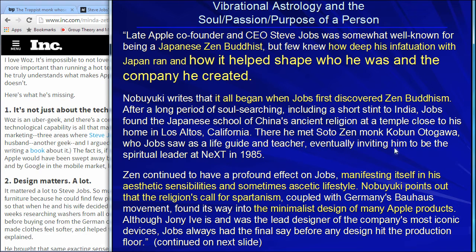Zen continued to have a profound effect on Jobs, manifesting itself in his aesthetic sensibilities and sometimes aesthetic lifestyle. Nobuyuki points out that the religion's call for Spartanism, coupled with Germany's Bauhaus movement, found its way into the minimalist design of many Apple products. Although Jony Ive is and was the lead designer of the company's most iconic devices, Jobs always had the final say before any design hit the production floor.